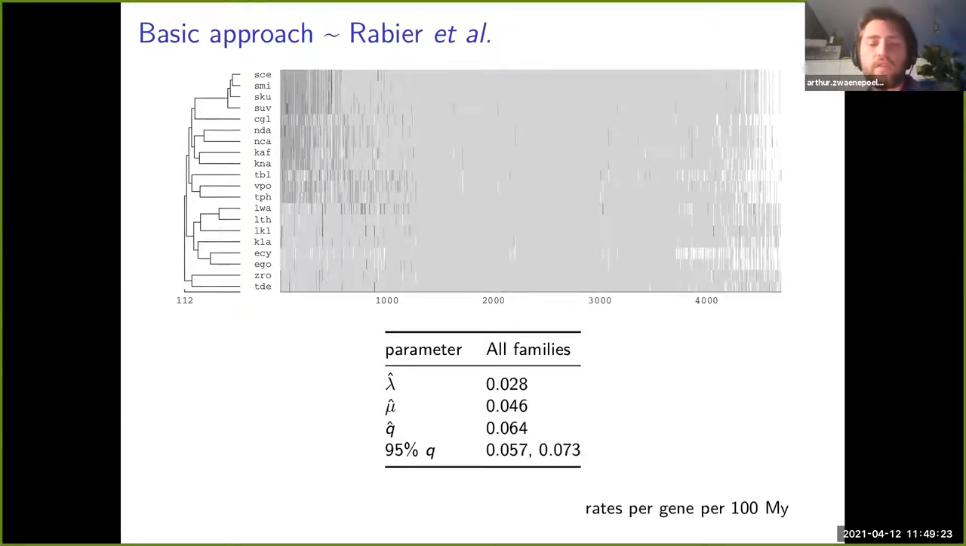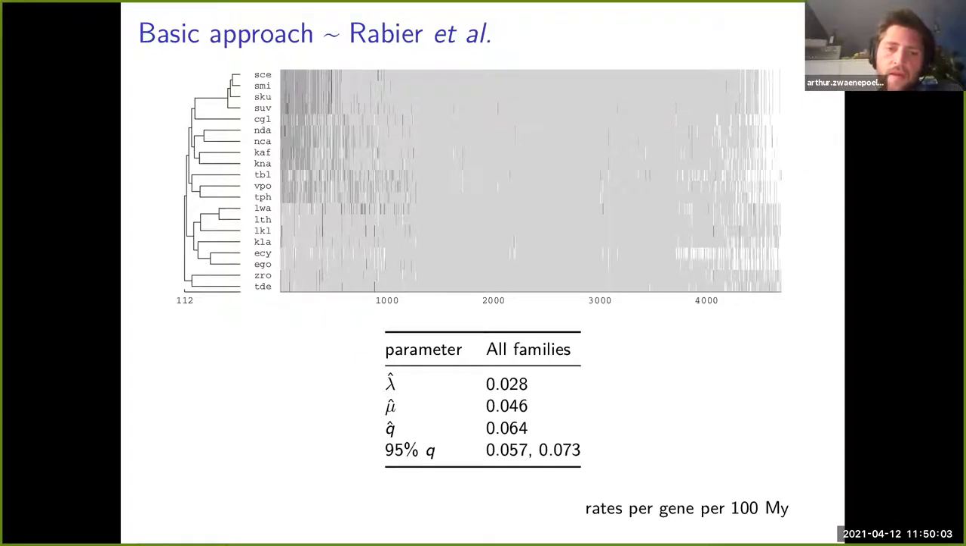So the basic approach was already, of course, tried by Rabier and colleagues, and later also by George Stiley, I think, who did a study in angiosperms. Where we fit the simple model I showed you before, with or without whole genome duplication, and do a likelihood ratio test to assess whether there is evidence for a retention rate q significantly different from zero. Obviously, it works for the yeast data. Just have a look at it. I mean, it must work.